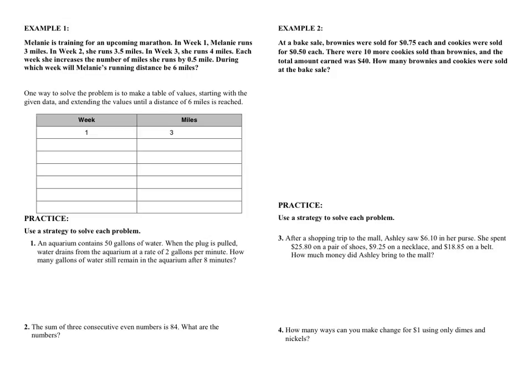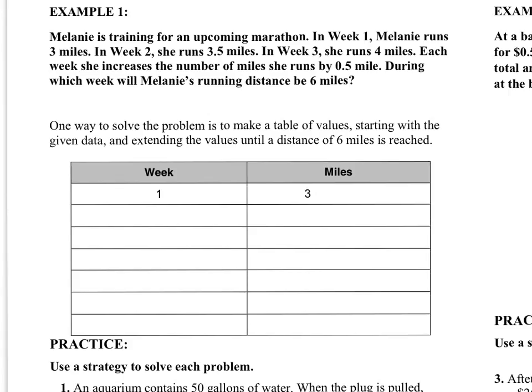Now turn your notes over to the back side. For example number 1, we have Melanie is training for an upcoming marathon. In week 1, Melanie runs 3 miles. In week 2, she runs 3.5 miles. In week 3, she runs 4 miles. Each week she increases the number of miles she runs by 0.5 miles. During which week will Melanie's running distance be 6 miles?